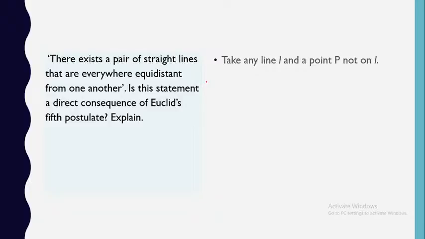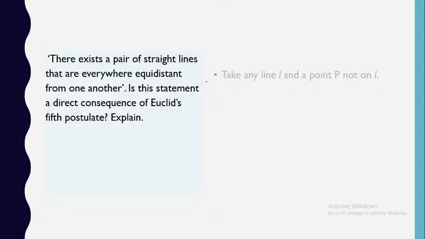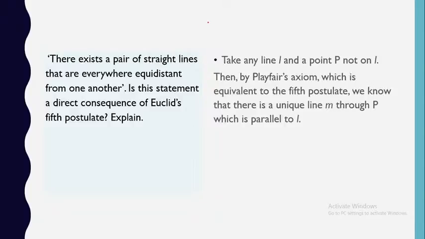So then by Playfair's axiom what can we say? There is a unique line which is passing through the point P and is parallel to the line L. This is what we saw in Playfair's axiom. So it will be like this line. There will be a line M which is parallel to the line L and it is passing through the point P.